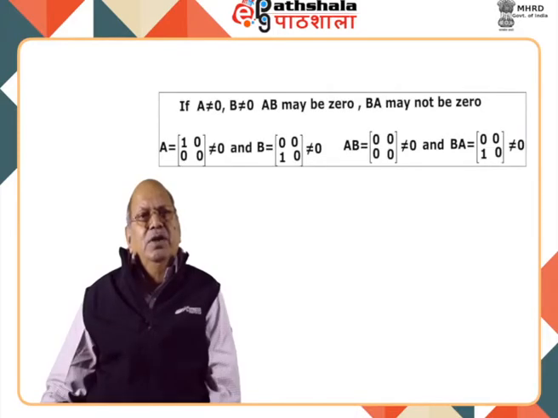The product of matrices in general is non-commutative in nature. These are shown, and it can be easily verified that AB and BA are not the same. Now, if A is not equal to 0 and B is not equal to 0, AB may be 0 and BA may not be 0. This can be verified as shown. Vectors and operators will not be discussed in these modules.